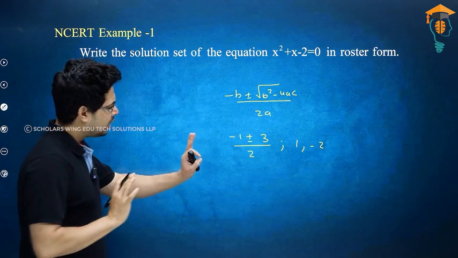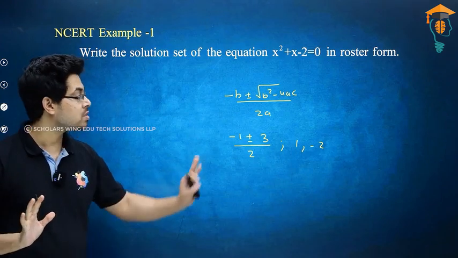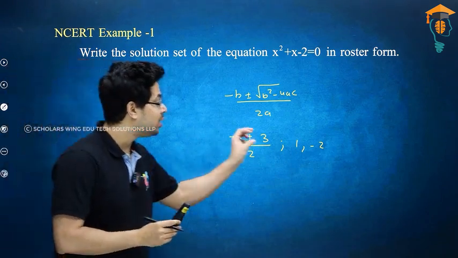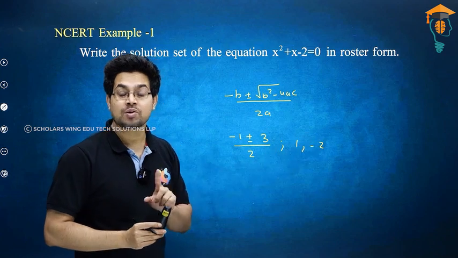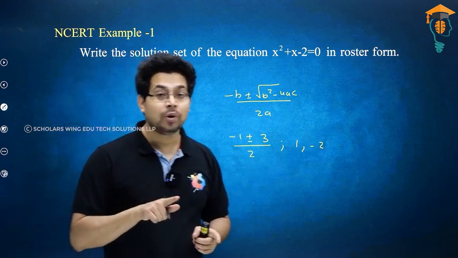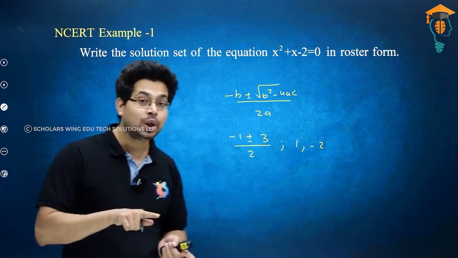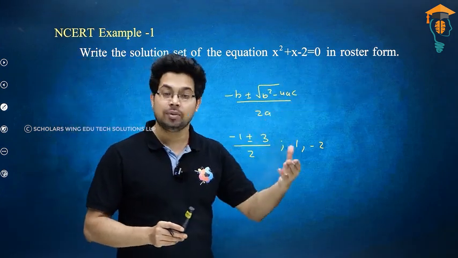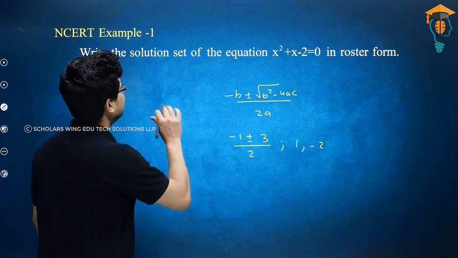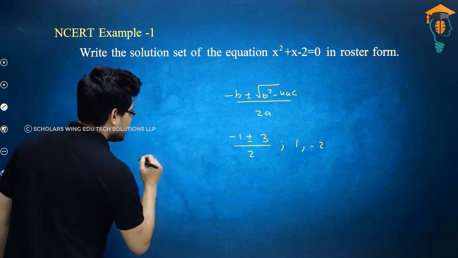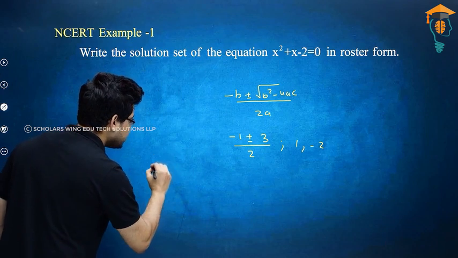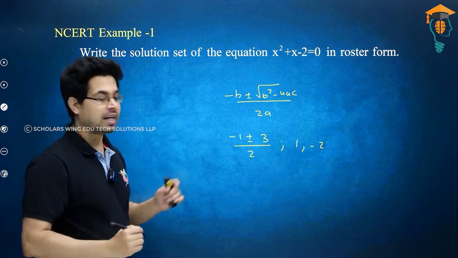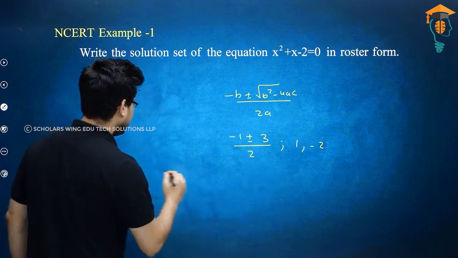So should we leave it like this only? No, this is incomplete. We have simply got the answers 1 and minus 2. Now we need to write them down in set form, and that too in which form? Which form? Roster form, or let's say tabular form. So you're going to write the solution set. Let us represent, you can write in the exam, let us represent the solution set by alphabet S.